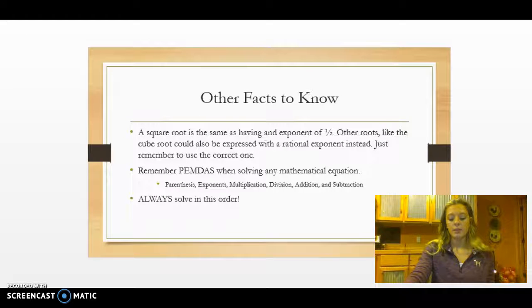Some other things to know are that other roots can also be expressed with rational exponents, but it is important to use the correct fraction. Rational exponents are solved the same way as roots. One more thing is to remember to use PEMDAS, which stands for parentheses, exponents, multiplication, division, addition, and subtraction. This order should always be used when solving any kind of mathematical equation, otherwise the answer you get is very likely to be wrong.